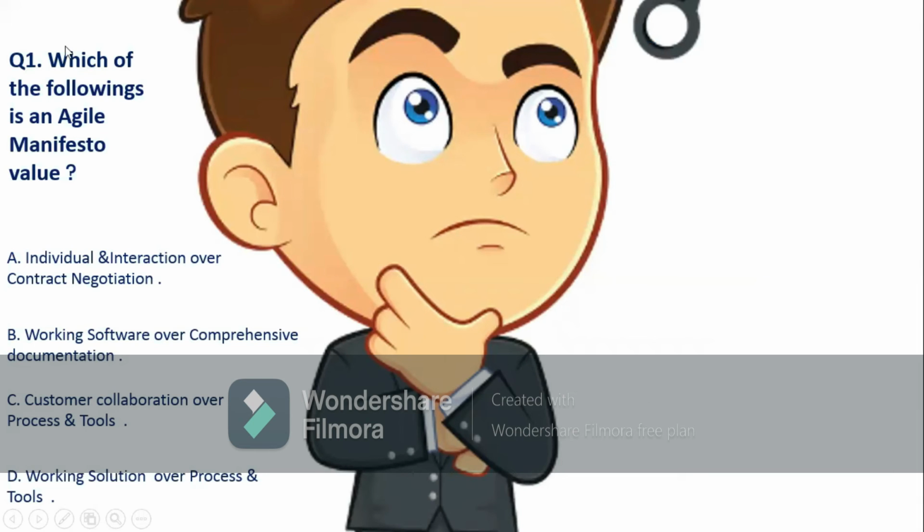Right, so let's have some questions from your side and think about it. Which of the following is an Agile manifesto value? Now, when it comes to answering the ACP questions, there are different ways, right? You need either to eliminate the answers, or before looking at the answers, try to think.